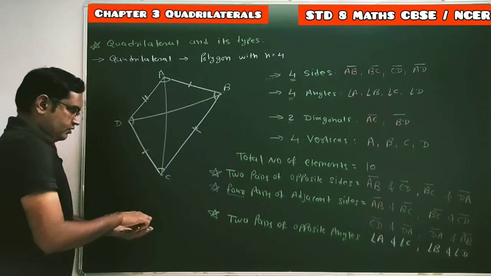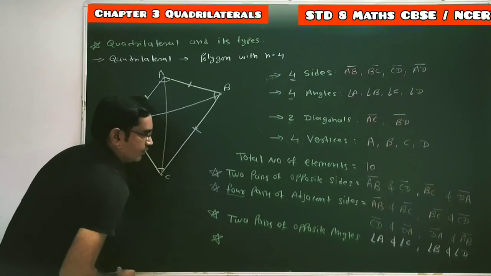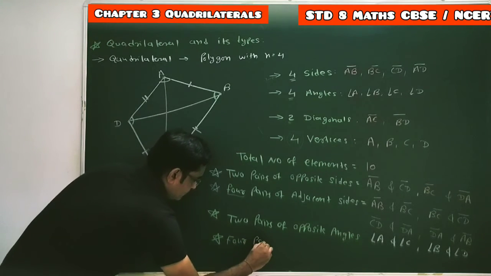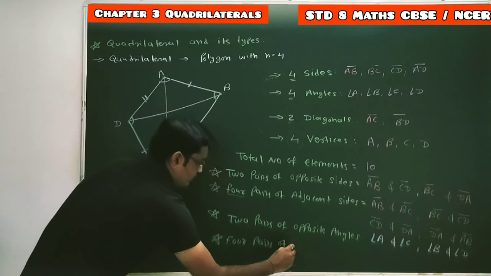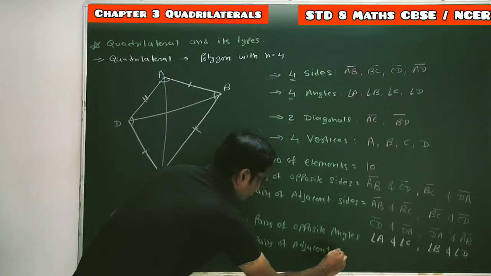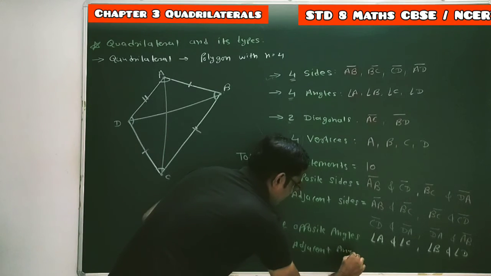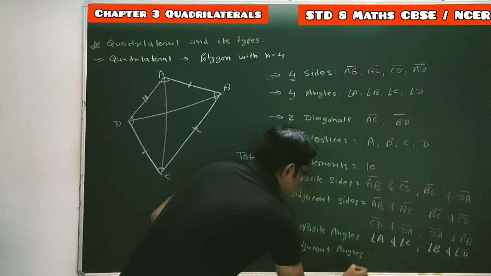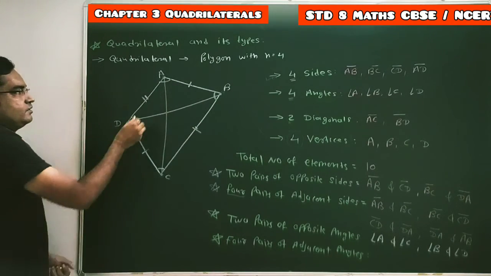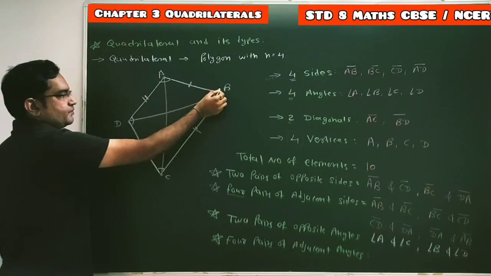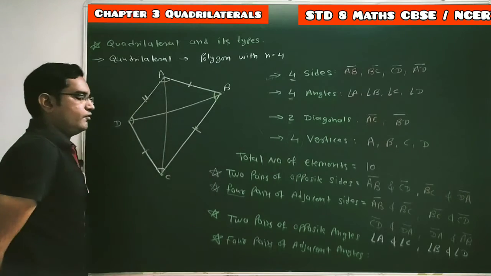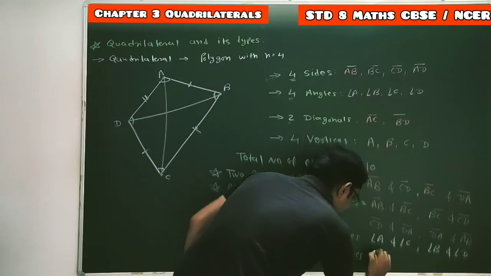Now 4 pairs of adjacent angles. So which are the 4 pairs of adjacent angles? Adjacent angles are angle A and angle B, angle B and angle C, angle C and angle D, angle D and angle A. 4 pairs of adjacent angles are there.